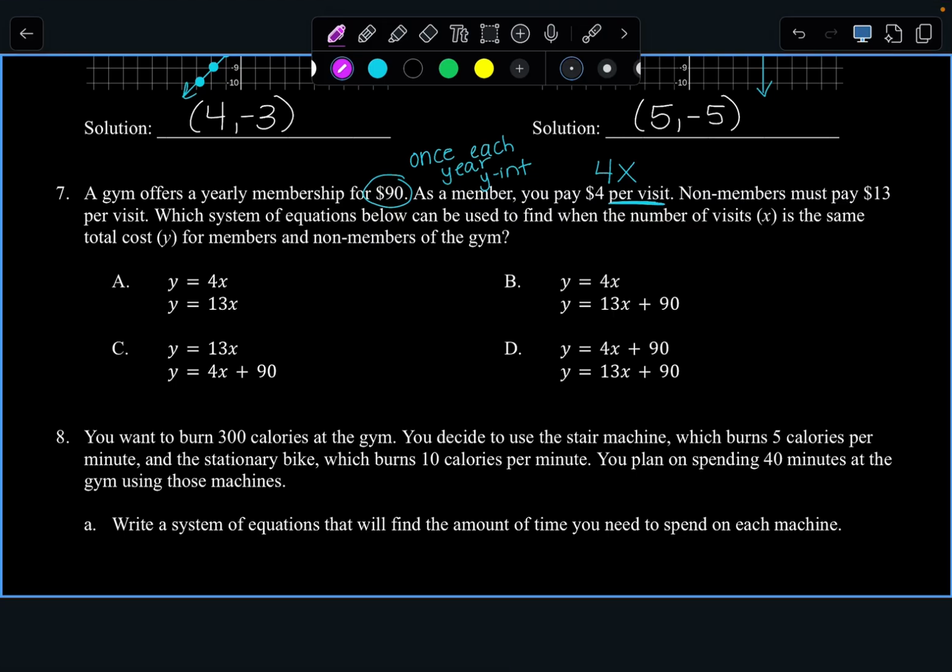Non-members, because they're not signing up, they don't have to pay an initial fee, but they do pay more each time they visit. So per visit, again, so which one do you think it is? A, B, C, or D?